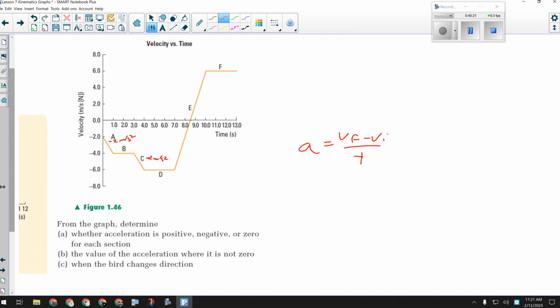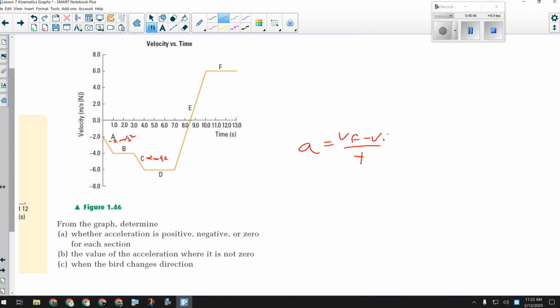Could I have just looked at the graph and gone, those two lines have the same slope, and not done any work? I absolutely could have. That's where a little visual analysis can save you some time. I just look at this and I know those two things have the same slope, I'm done. If they have the same slope, they have the same acceleration.